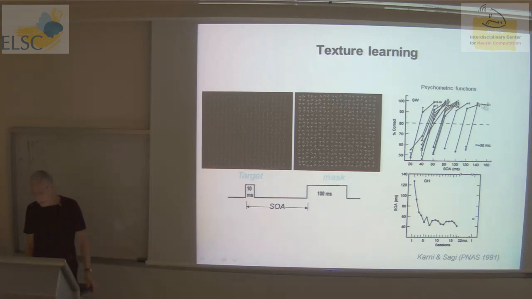Initially, on day 1, the psychometric function is here. You need 160 milliseconds to perform the task with 100% correct, and you fail at 120, where you have chance performance. The next day, day 2, you are here, and then you improve day by day and converge to this region.